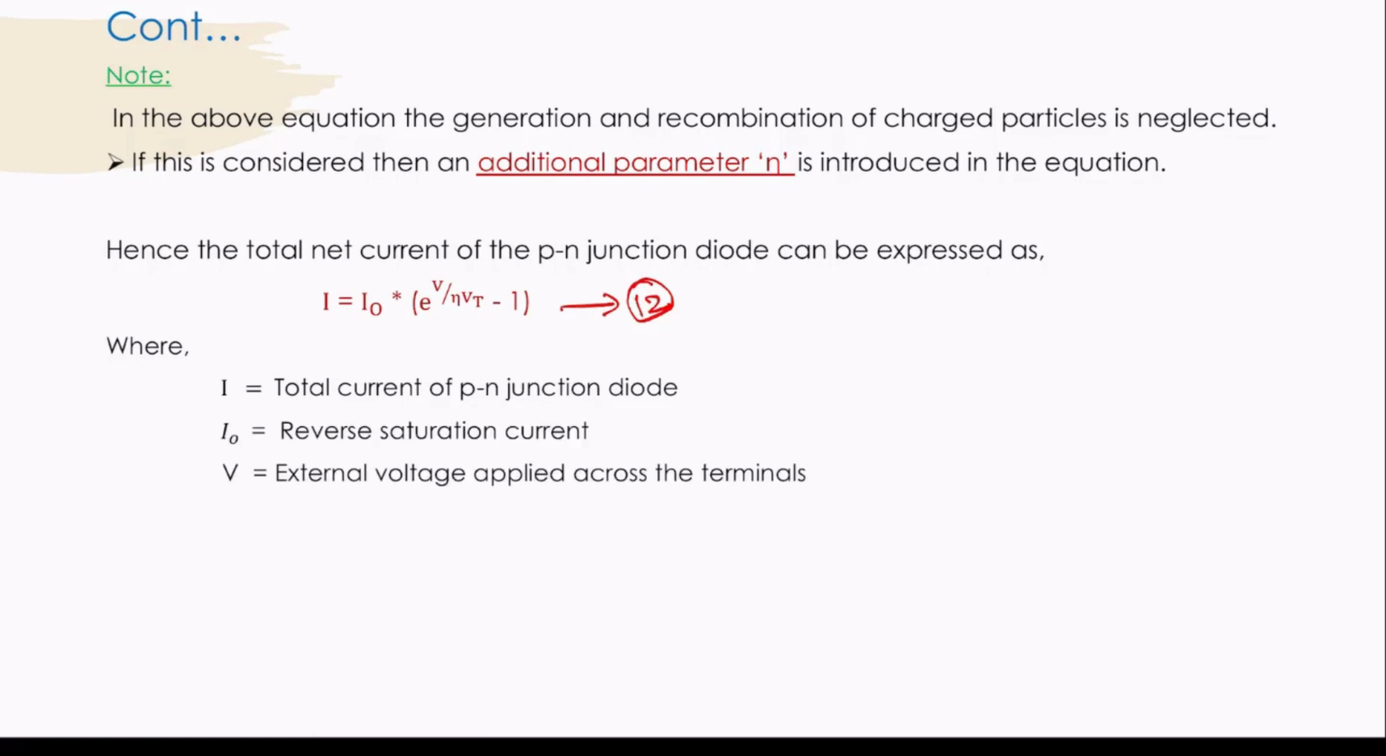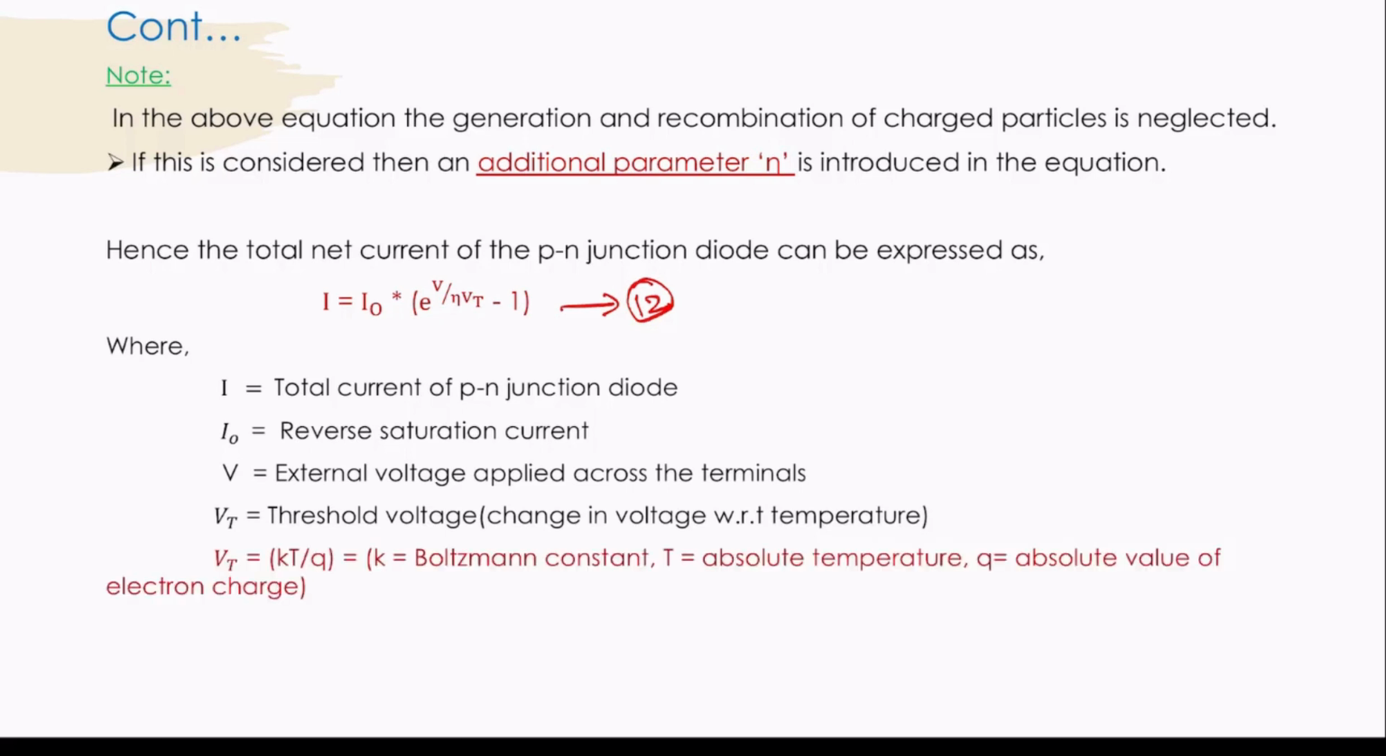where I represents the total current of the PN junction diode, I0 represents the reverse saturation current, V represents the external voltage applied across the terminals, Vt represents the thermal voltage, which is the voltage that changes with respect to the temperature, and the value of Vt is equal to kT by q, where k represents the Boltzmann constant, T represents the absolute temperature and q represents the absolute value of electron charge. And the value of eta is equal to 1 for germanium, which is a constant value, and the value of eta is equal to 2 for silicon. So this is the final expression, which is the total net current of the PN junction diode under the forward biased condition.